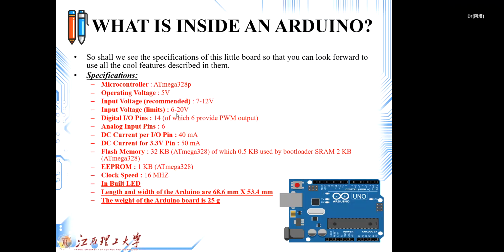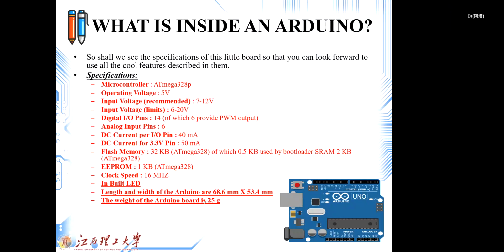The input voltage limit is 6 to 20 volts, but never use more than 12 volts. Digital pins, we know that we have 14 pins, analog pins 6. A nice thing you should remember is that you should not take more than 40 milliamperes from IO pins. And from the port that we have with the voltage of 3.3, we should not go more than 50 milliamperes.